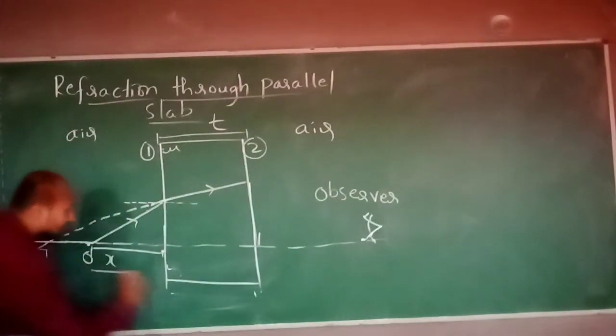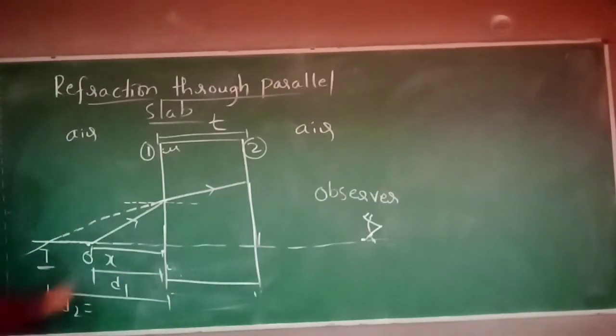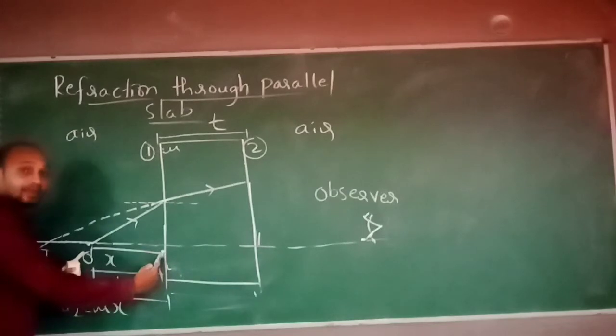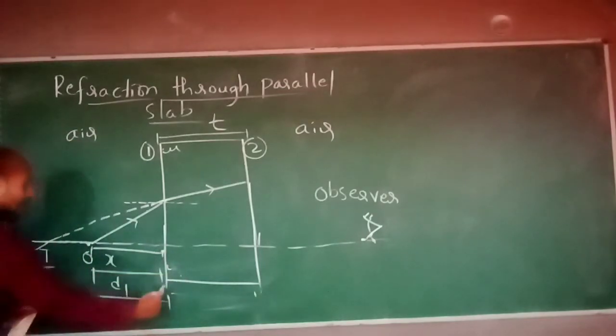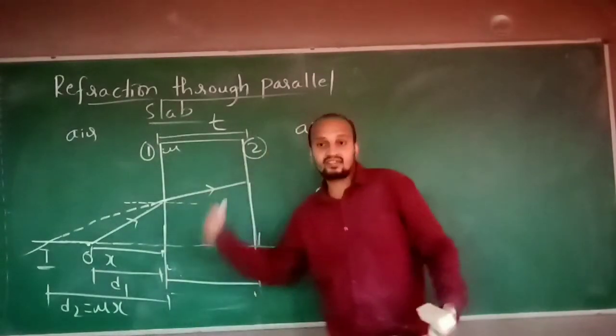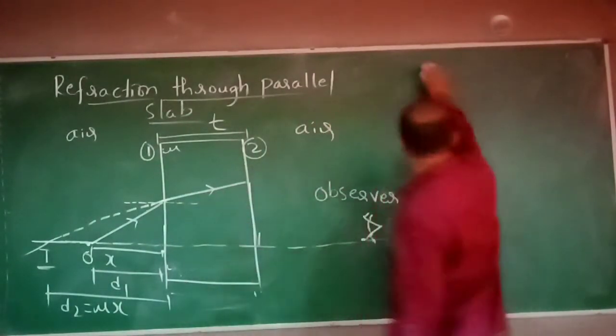So you will see this object O when you are inside the slab at point A. If I consider this as D1, this will become D2. What is the value of D2? If you ask me, it will become mu into x. Because for this surface, this acts like the real depth or real height, and this will be the apparent height of this object when the observer is inside this slab. You have to imagine that. Correct? Now what happens? Let me write that.